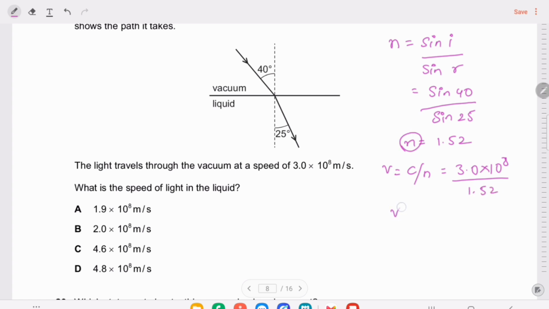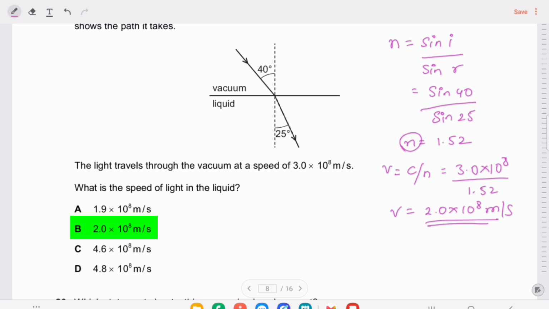So this will give you V equal to 2.0 × 10^8 meter per second. So when light enters a denser material, it slows down. The bending is actually evidence that the speed has changed. More bending means the speed is different in the new medium. For example, whenever light bends towards the normal, it means it has slowed down.